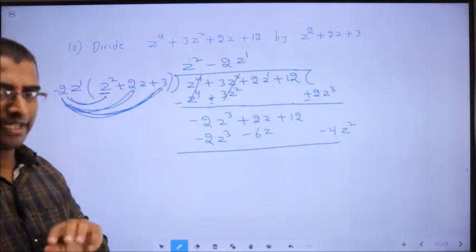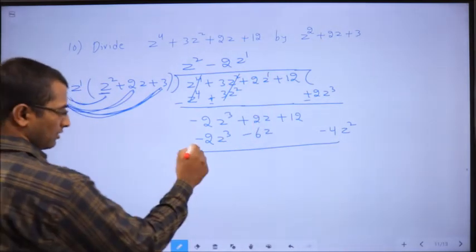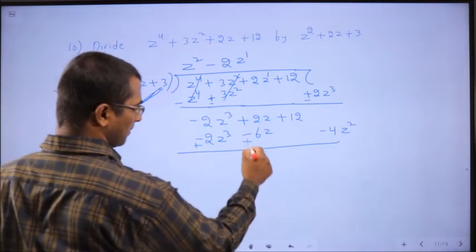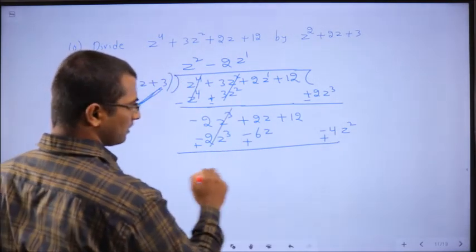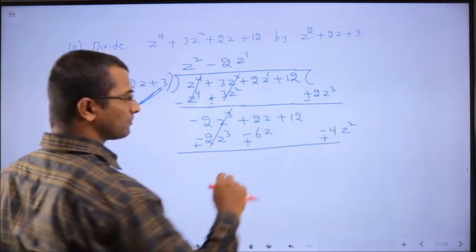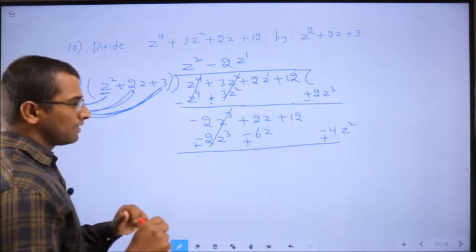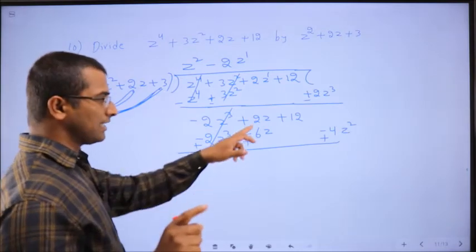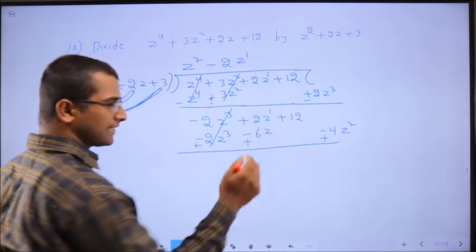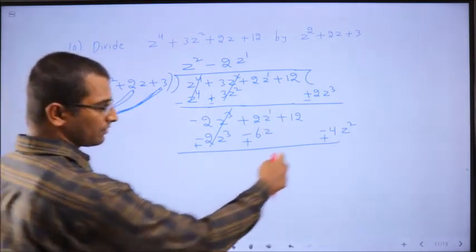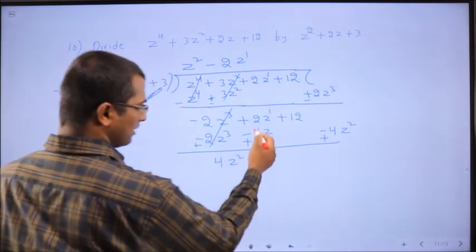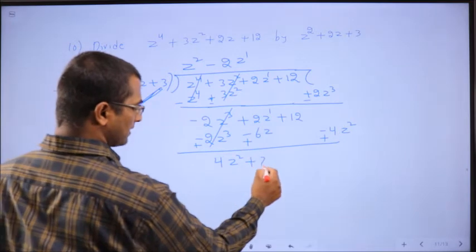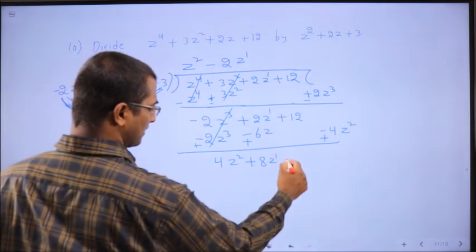Okay. Now change the sign. So this becomes plus, plus, plus. So here cancel out. Z square has order 2 and z power 1. So first you should write z square at the start. So 4z square at the start. Next, plus 2 plus 6 plus 8 z power 1 and plus 12 carried down.